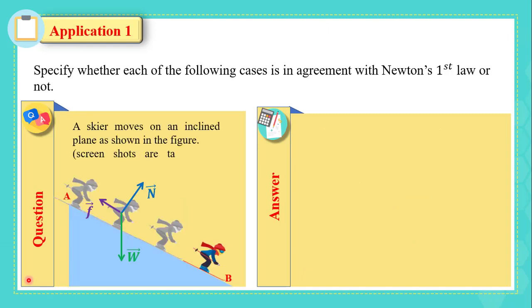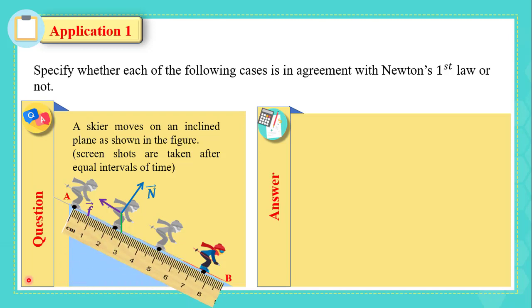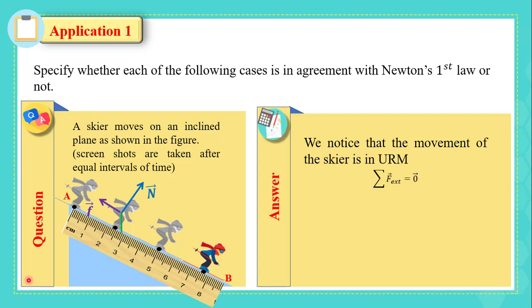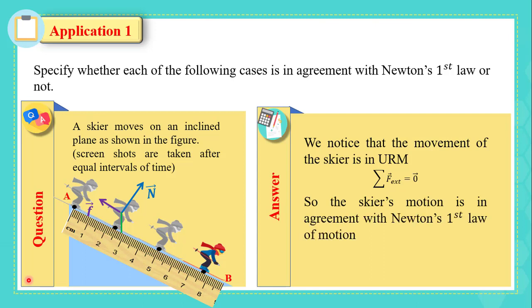In the second case, a skier moves on an inclined plane as shown in the figure. Note that the screenshots are taken after equal intervals of time. If we measure using a ruler the distance traveled during equal time intervals, we notice that they are equal and the skier moves along a straight trajectory. Then we notice that the movement of the skier is in uniform rectilinear motion, and thus the resultant force is equal to 0. So the skier's motion is in agreement with Newton's first law of motion.